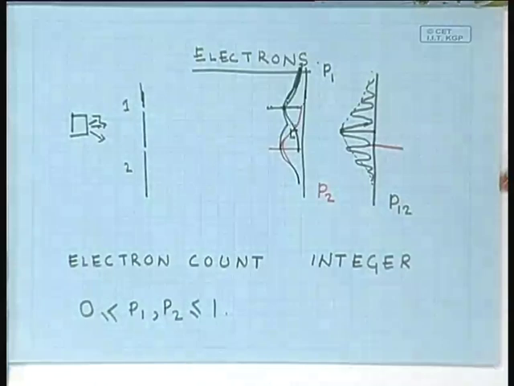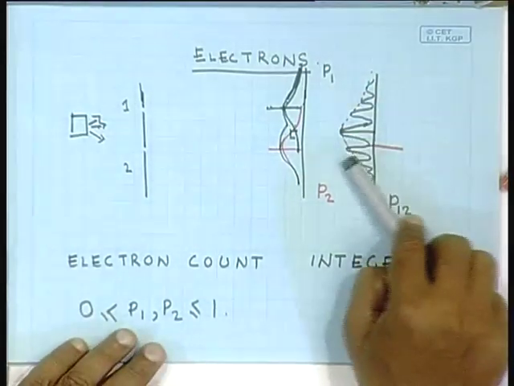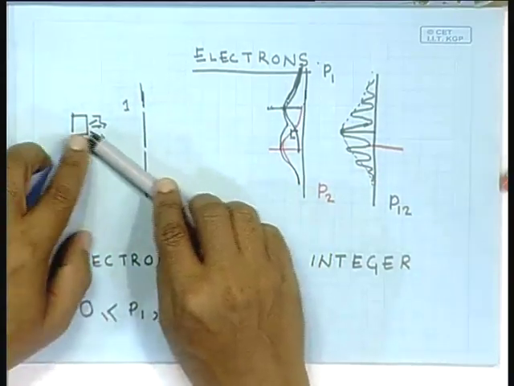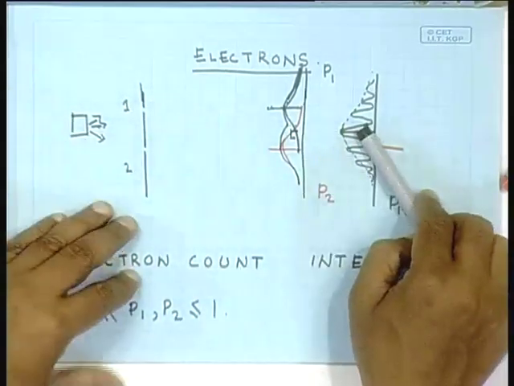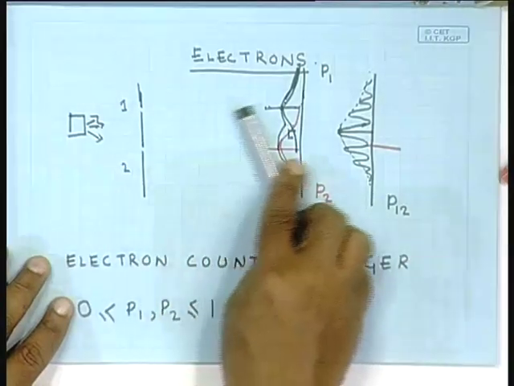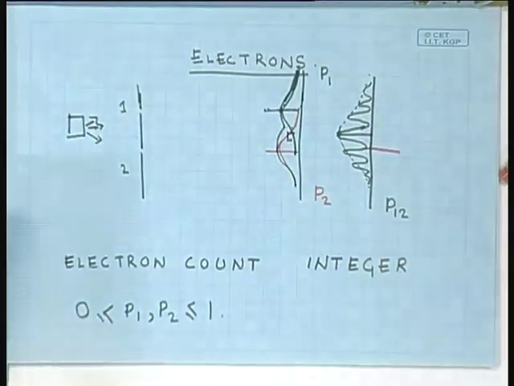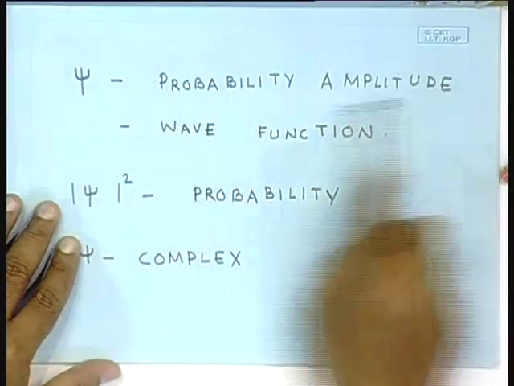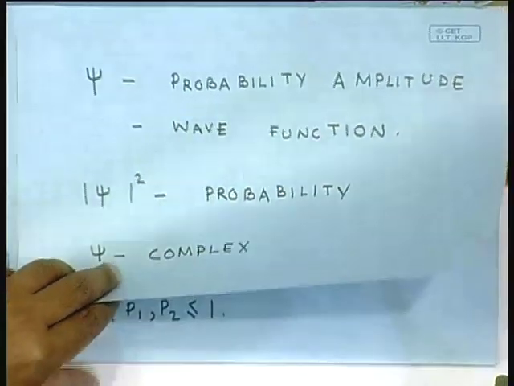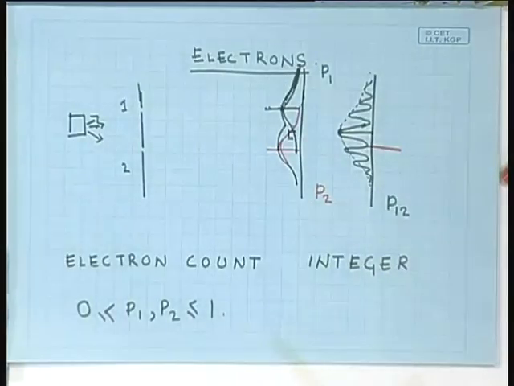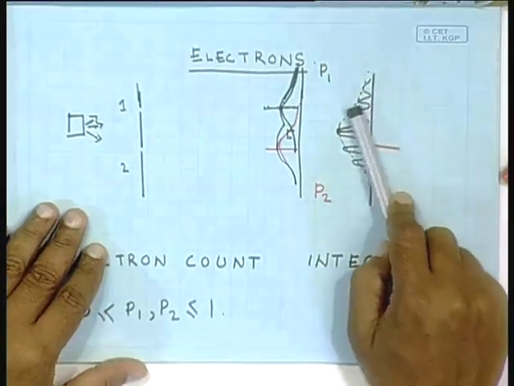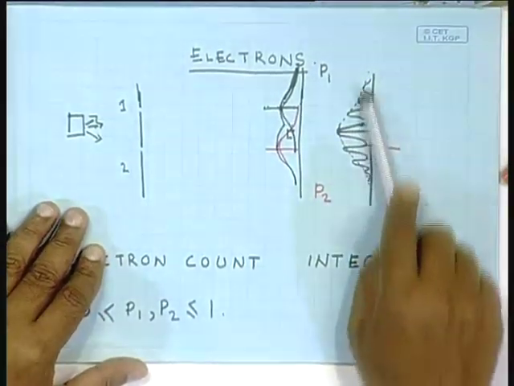So, this observed probability pattern that you get when you send electrons onto two slits can be explained if you make the hypothesis that associated with the electron there is a wave. The wave is the probability amplitude wave, also called the wave function. The square of that gives the probability. If you make this assumption, that with every electron there is such a wave associated, then you can explain the kind of probability pattern that you will get on the screen over here.